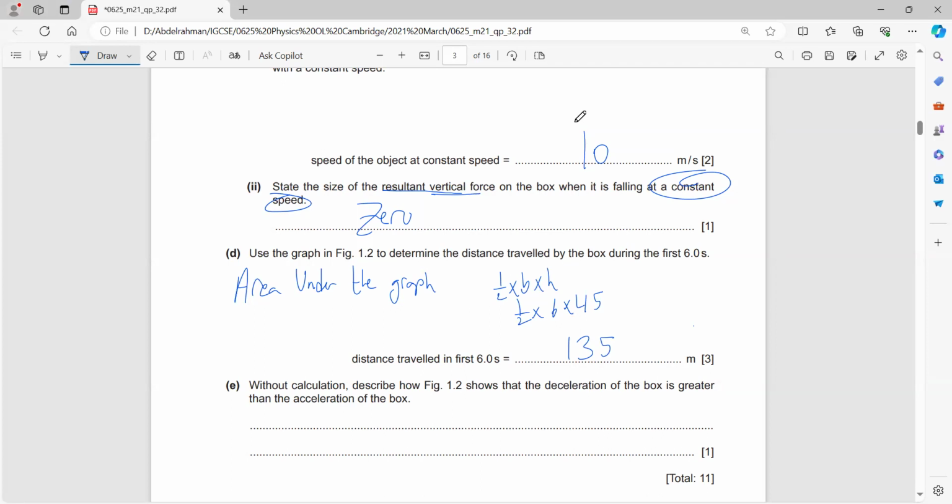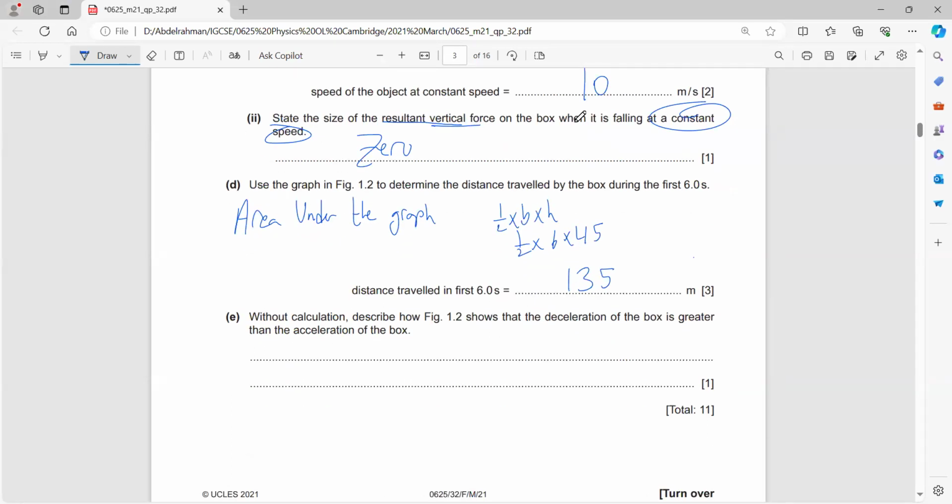Without calculation, describe how figure 1.2 shows the deceleration of the box is greater than the acceleration. A steeper line. Steeper line, correct. Whenever I say the deceleration is greater than the acceleration, or one part has a greater acceleration than another, it always has to do with the steepness or the slope. Steeper line, greater slope, steeper gradient. They all have the same meaning.